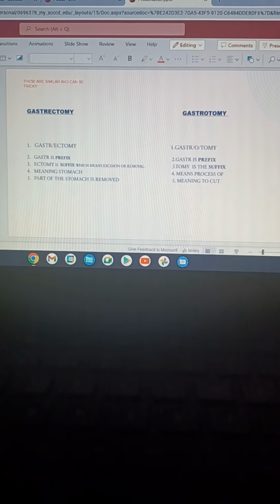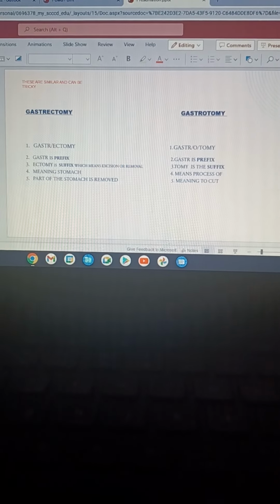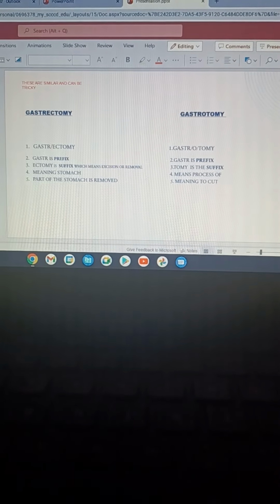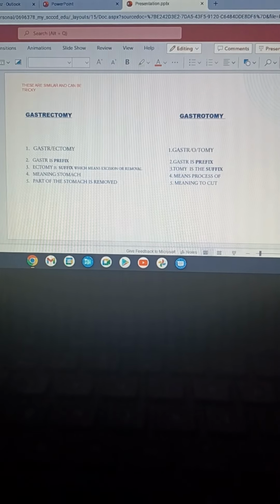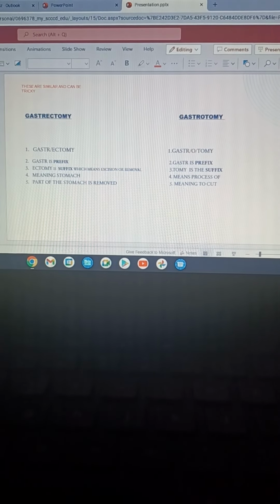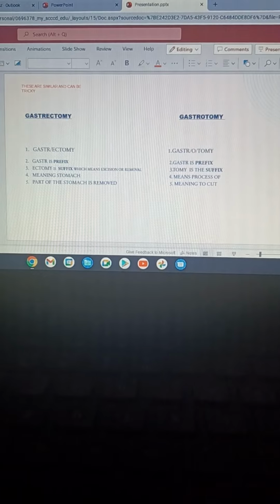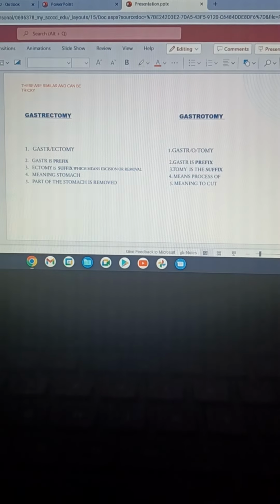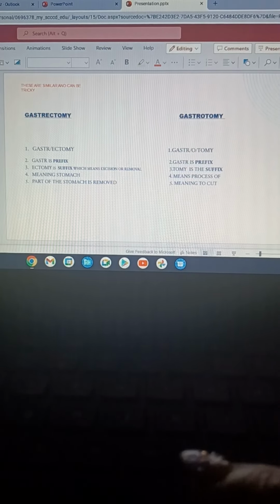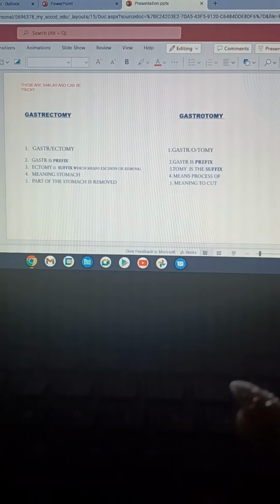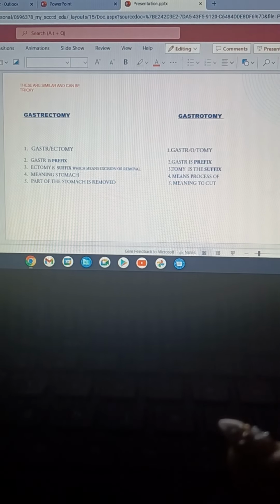And I'm sorry, excuse me, incision. And it's part of the stomach is removed. And then I have the gastrotomy, which also has gastro as the prefix. Tomy is the suffix, meaning the process of, and also meaning the cut. So it's a very similar definition for stomach and the removal.